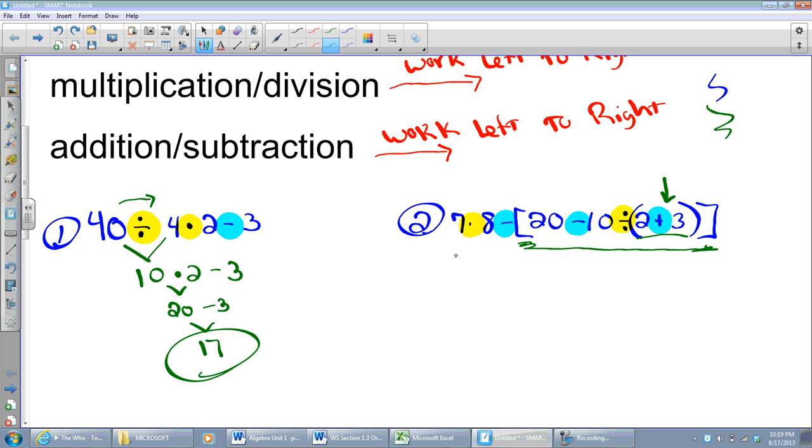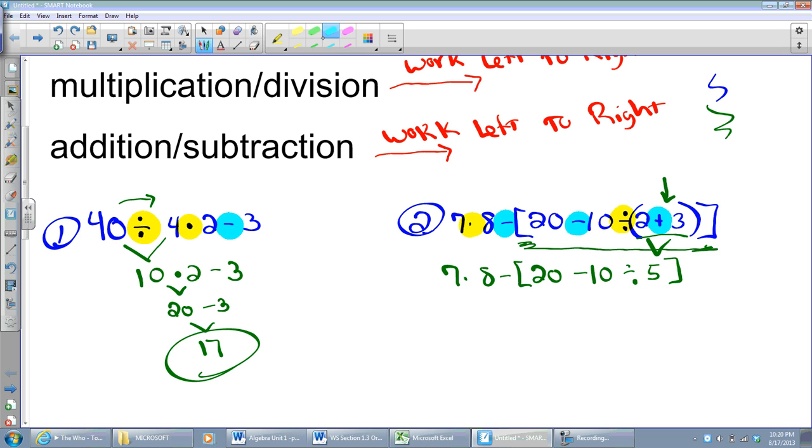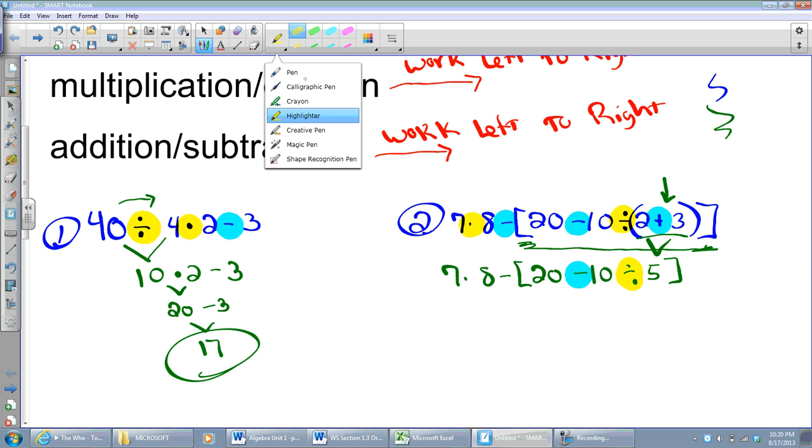So my problem becomes 7 times 8 minus the quantity of 20 minus 10 divided by, and I do this and get 5. Okay, now these parentheses are gone because I evaluated that to be 5, and then I close my bracket. Now, inside the parentheses, I have some subtraction, and I have division. Well, according to the order of operations, I'm going to do the division first.